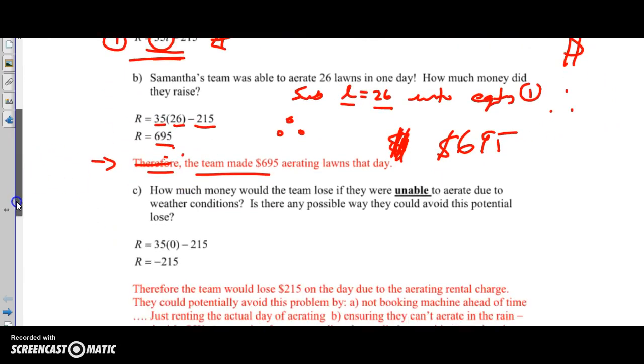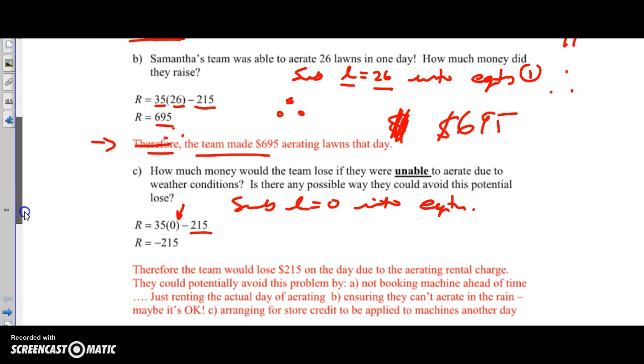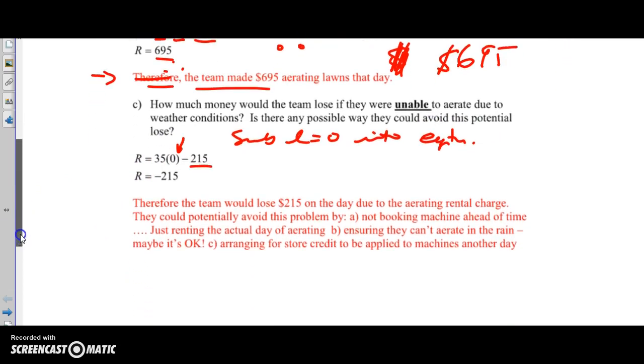Okay, next, how much money would they lose if they didn't do any aeration? Well, that's an easy one. It's just 215, but how do we prove that? Well, you go 35 times, how many lawns will they do if they don't do any aeration? That's L equals 0. Okay, they've done 0 lawns, so you would sub L equals 0 into the equation, EQTN for short, and you get minus 215, and minus in this case would be a loss.